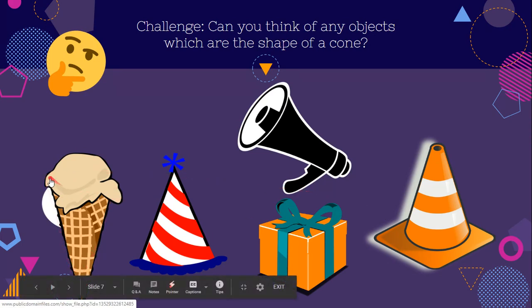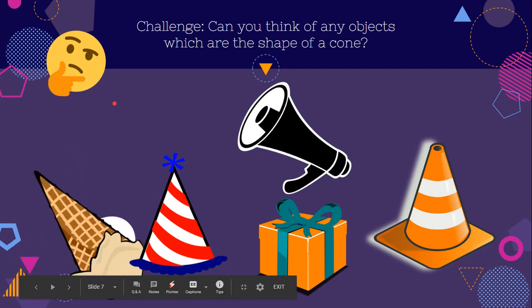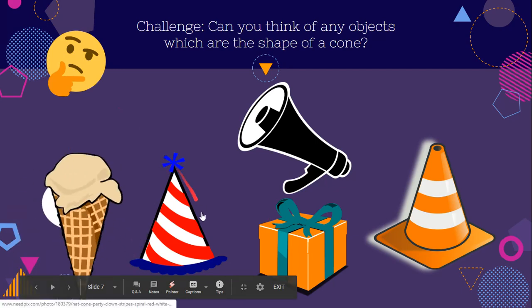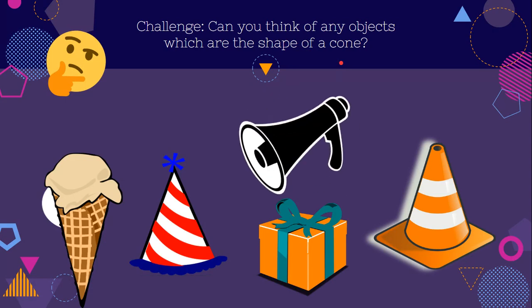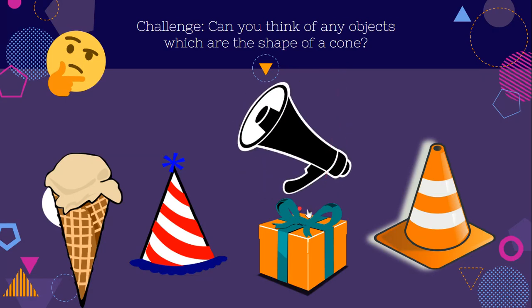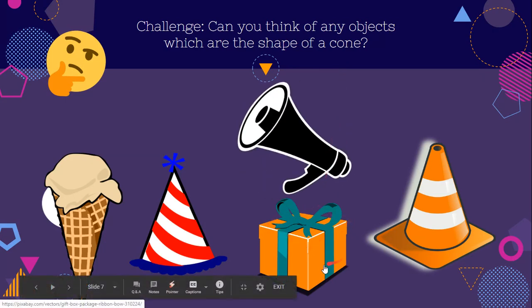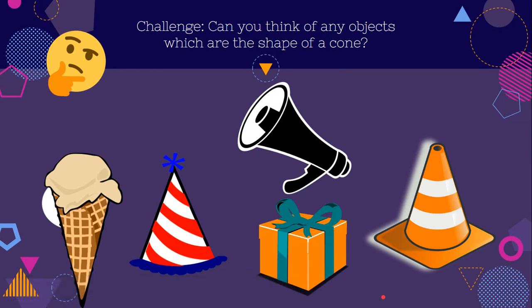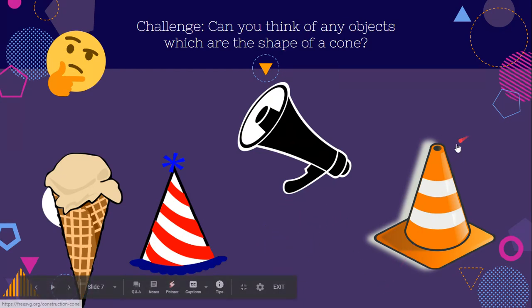Let's see. What about the ice cream cone? Yes, of course it has. What about that party hat? Yes, of course, it's the shape of a cone. What about that speaker? Of course it does. What about that gift box? Do you think it has the shape of a cone? No, it doesn't. Bye bye, gift box. What about that cone? Of course, Miftaha, it's a cone. It has the shape of cone.